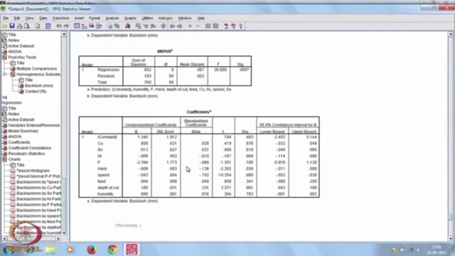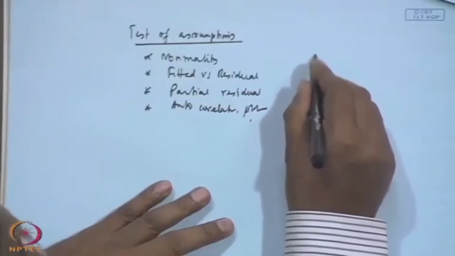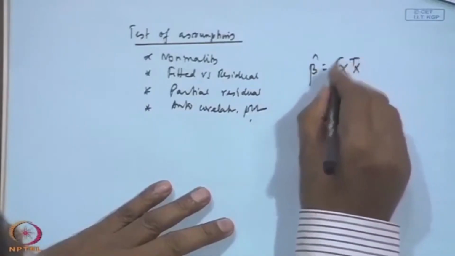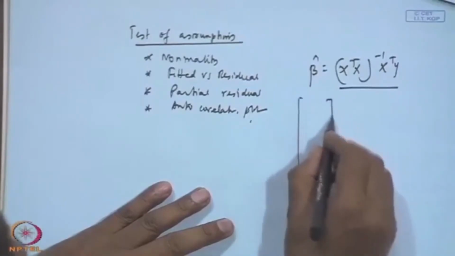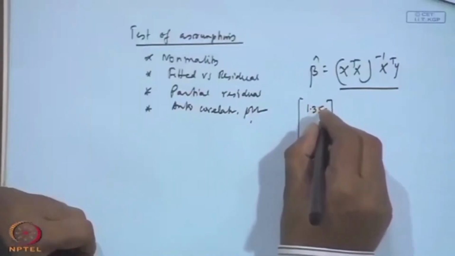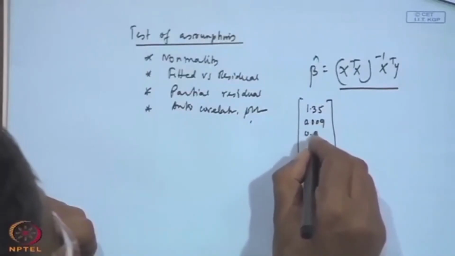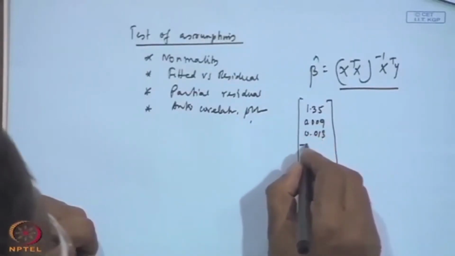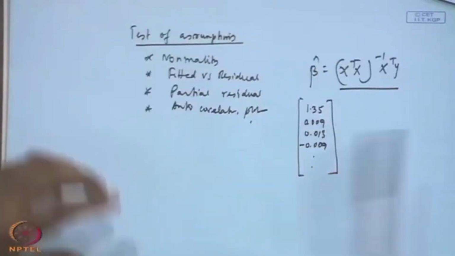Then you see this is the parameter estimates. So, constant, copper, silicon, all those things, and these are the beta values. Beta cap equal to x transpose x inverse x transpose y. So these values you are getting here: 1.35, then 0.009, 0.013, then minus 0.009, like this values you have got.